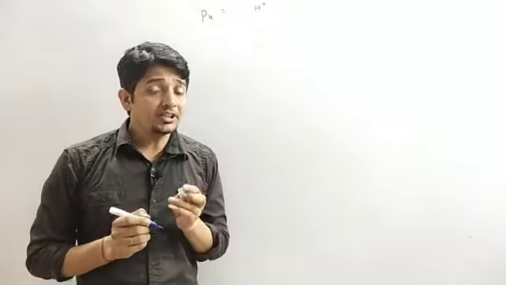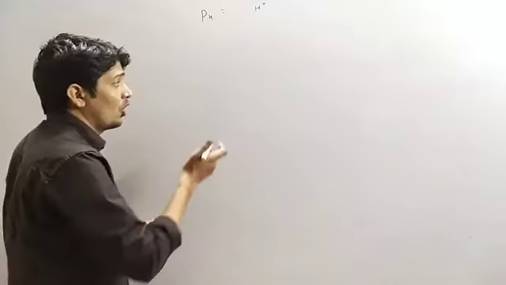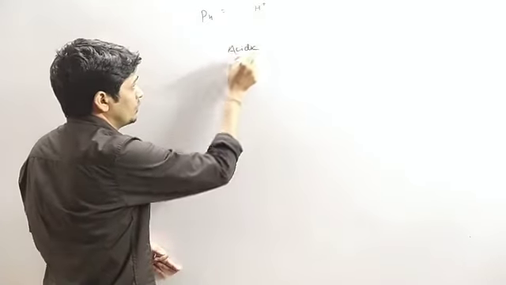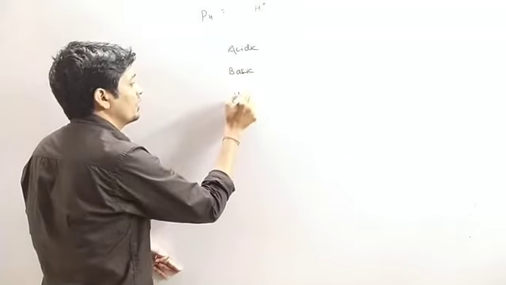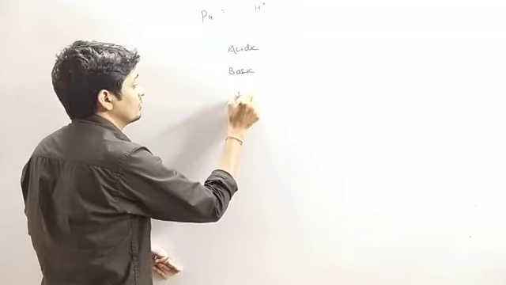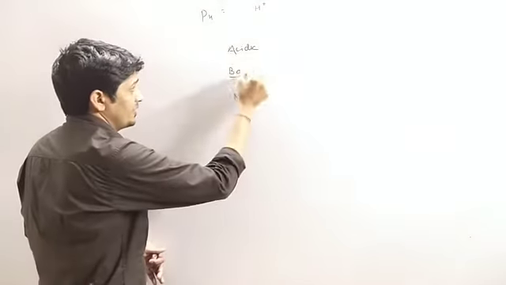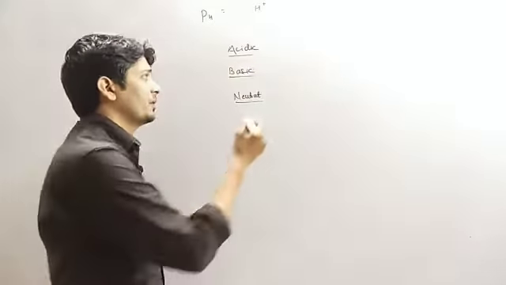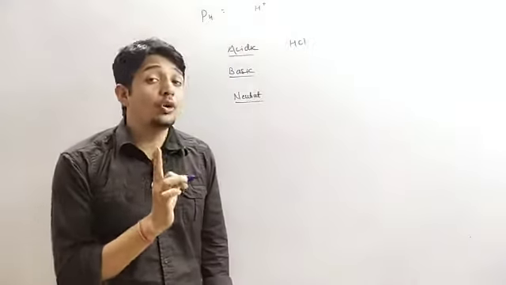On the basis of the pH scale, there are three types of substances: acidic substance, basic substance and neutral substance. Let's understand the acidic substance. Like we have HCl, hydrochloric acid.